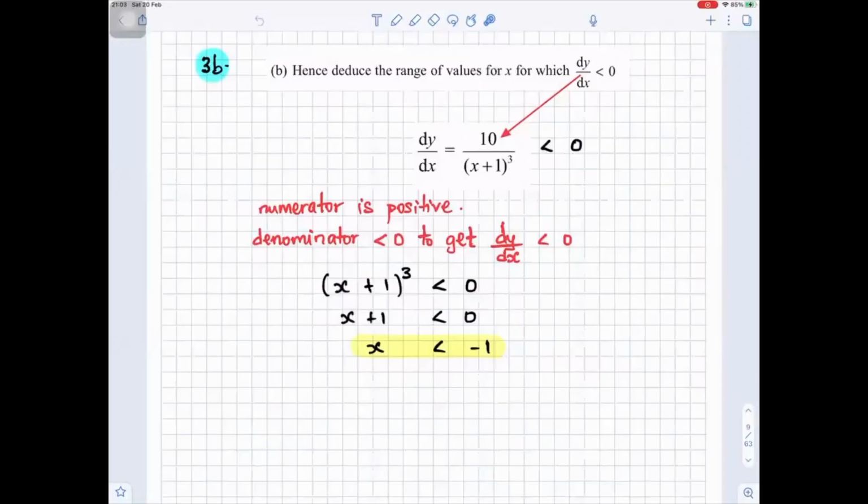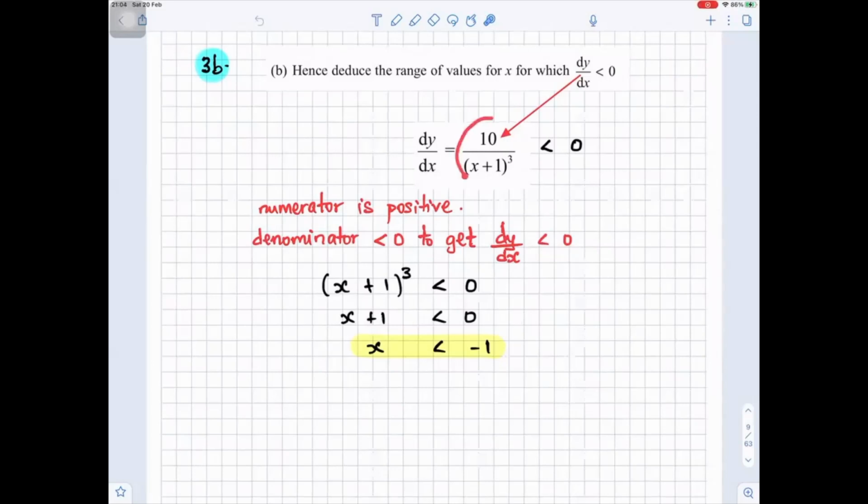For 3b, it says, hence, deduce the range of values for x for which dy over dx is less than 0. So instead of dy over dx, we're going to put 10 over (x plus 1) all cubed is less than 0. So the numerator is 10, which is a positive number. The numerator is positive 10, so we cannot change anything with that. So we want the denominator to be less than 0.